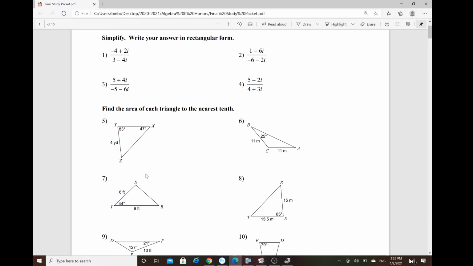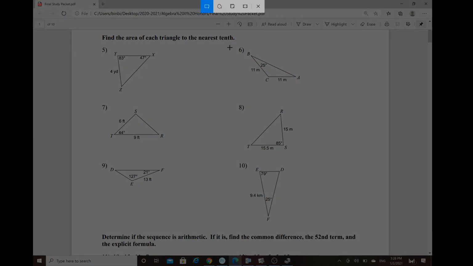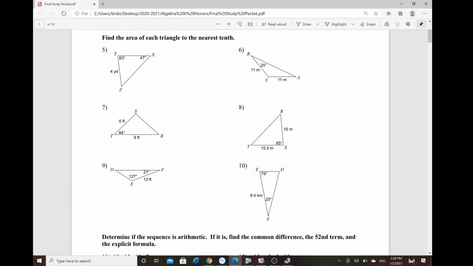The next set of problems is finding the area of a triangle. We know that the area of a triangle is always half times base times height. But somehow the height of the triangle is not given in the diagram here. So what we need to do is apply SOHCAHTOA, making an auxiliary line for the height. Now let's look at number 6. Number 6 looks like it's given as an obtuse triangle. Let me snip this one here. Okay, so number 6.